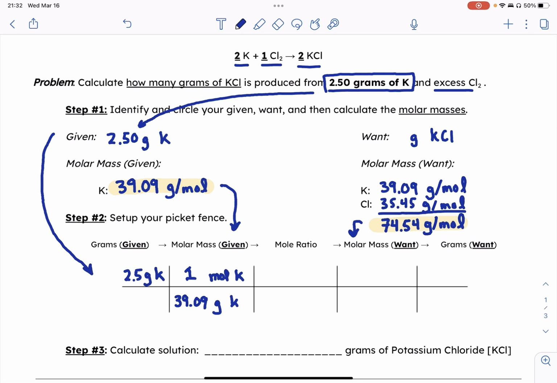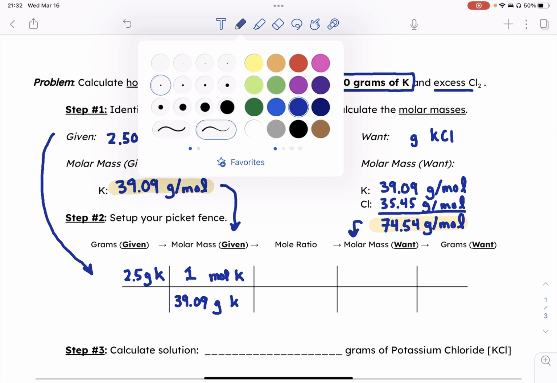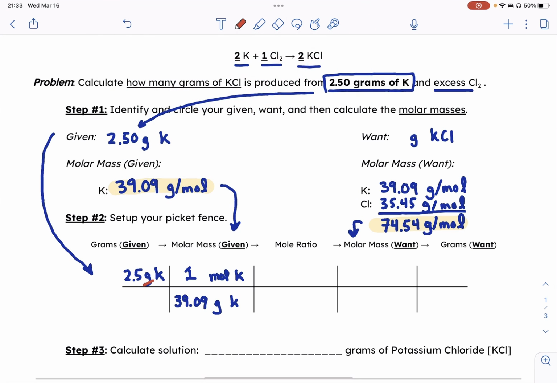Okay. All right, let's go ahead and cancel the units. Now we're in units of moles of potassium. All right, next step is the mole ratio, and we're going to have to look up our chemical equation to see what the ratio is. So if you guys look at the chemical equation, you'll see that the ratio is that 2 moles of potassium are going to give us 2 moles of potassium chloride.